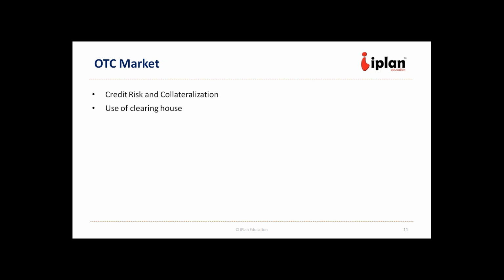Over the counter market. In the over the counter market, we trade one to one without the interruption of an exchange. So there is credit risk or default risk, and there is no clearing house in between during OTC market transactions, because the transaction is between you and me, so no third party or clearing house is required.